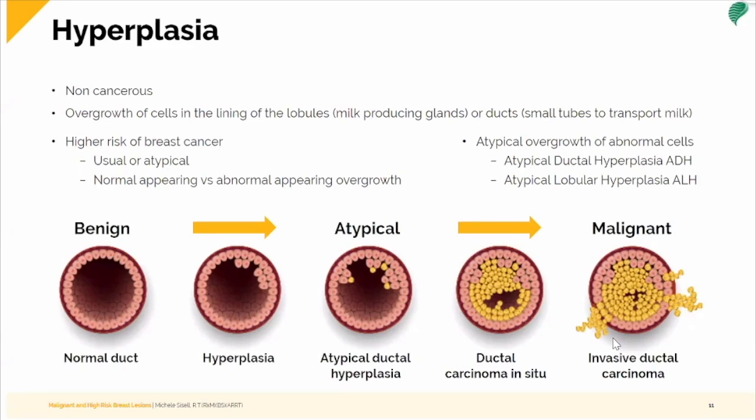There are two different diagnoses of hyperplasia at the cellular level, usual or atypical. So here would be usual, and then you can see it's starting to look a lot more atypical, a lot more concerning. Usual means there is an overgrowth of cells, but the cells still appear to be normal. Atypical hyperplasia also has an overgrowth of cells, but the appearance of the individual cells is abnormal. Atypical ductal hyperplasia and atypical lobular hyperplasia are the lesions we put in the high-risk category and usually treat with surgical removal.